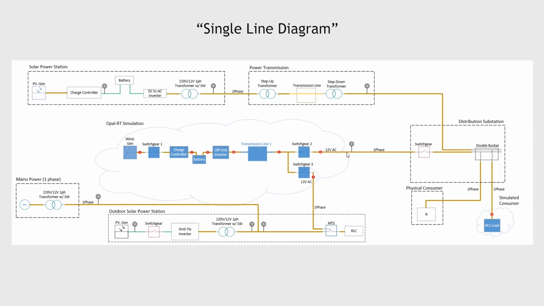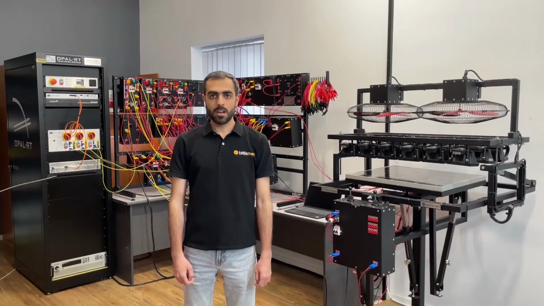One of the branches supplies the physical load on the output of the physical distribution substation, and the second one supplies another physical load on the output of the manual transfer switch. In this setup, all the items that are inside dotted rectangulars are physical components, and the ones that are inside the cloud are digitally simulated. I have already implemented all the physical connections, so let's run the system.